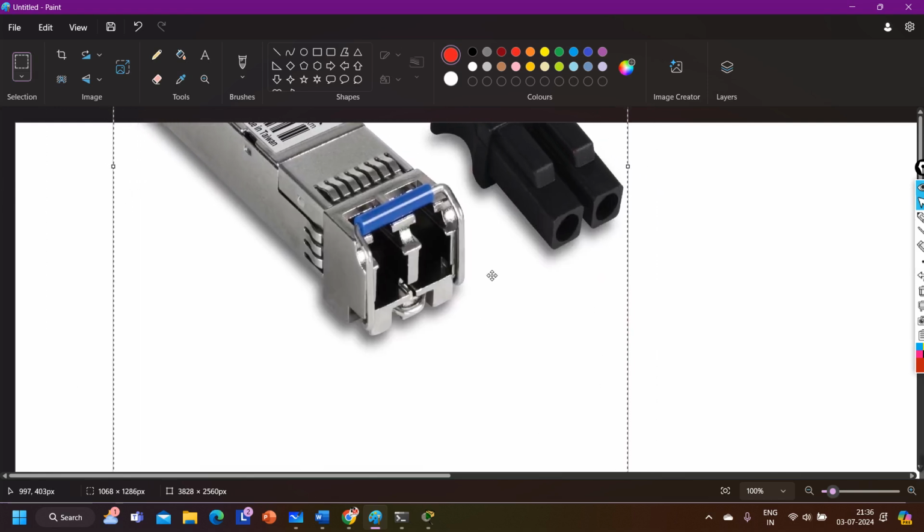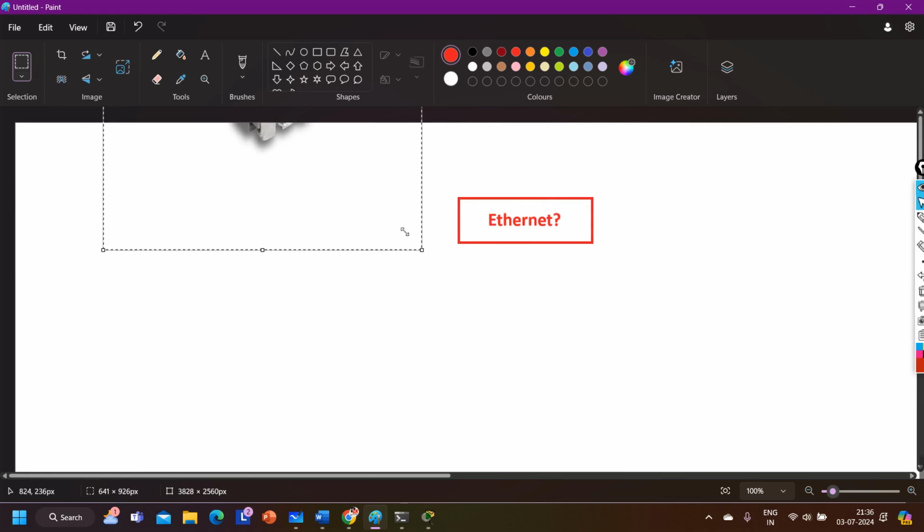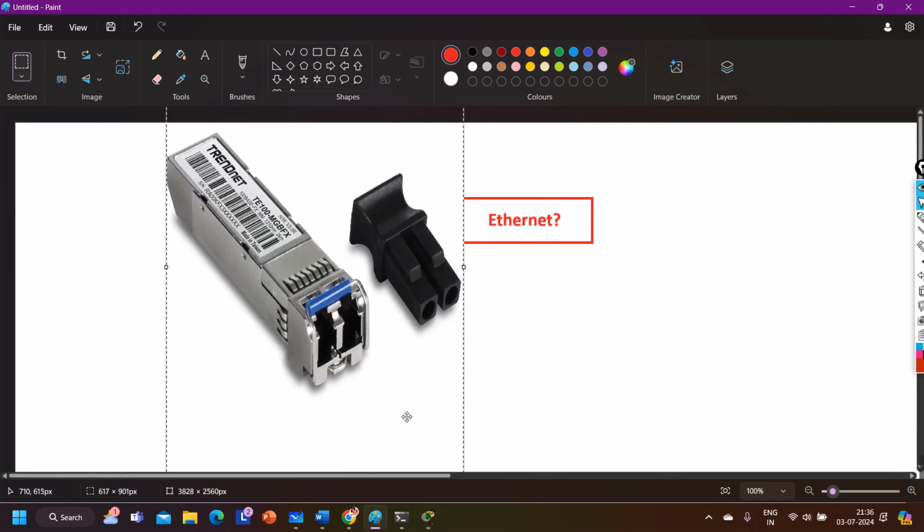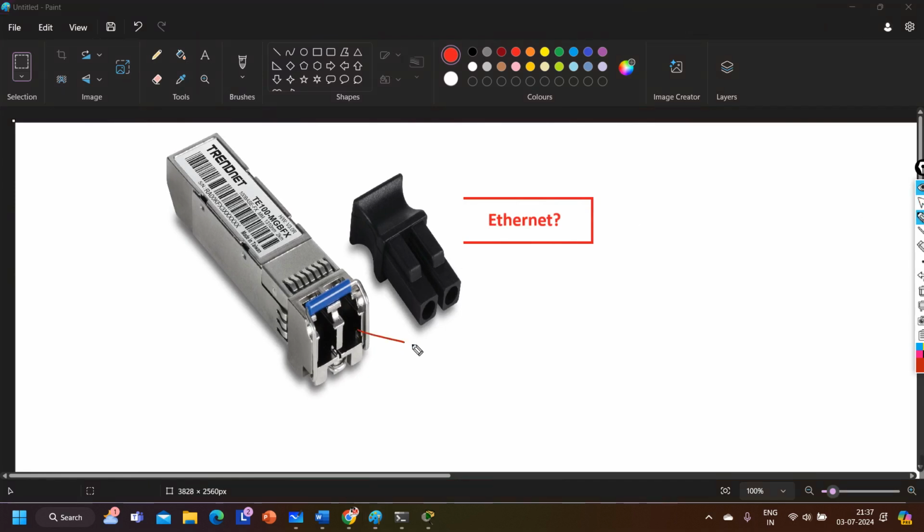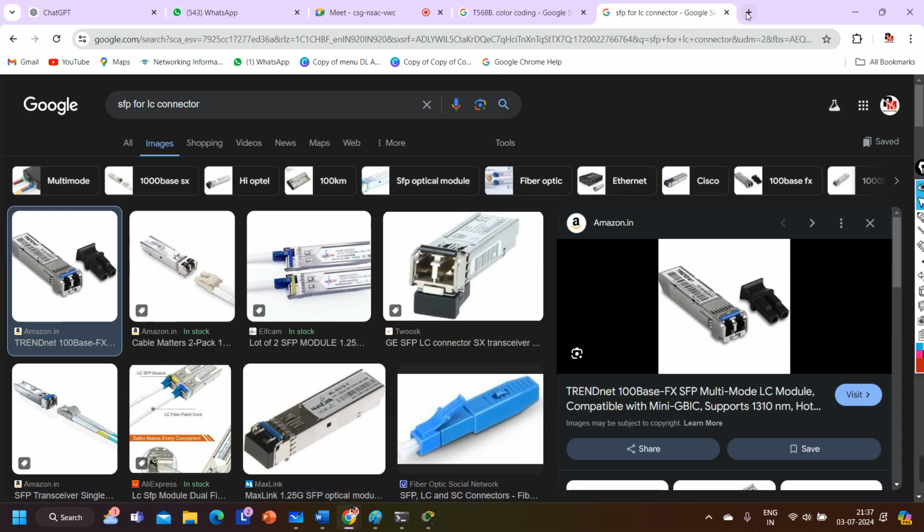Why do we have two ports, guys? Why do I have two ports here? One for TX, one for RX. One is RX and one is TX, meaning transmission and receiver. One port is responsible to transmit data, one port is responsible to receive the data. And here you can put which type of cable connector? LC connector, let's say. So see how an LC connector looks.